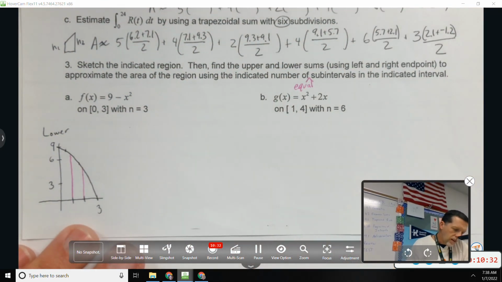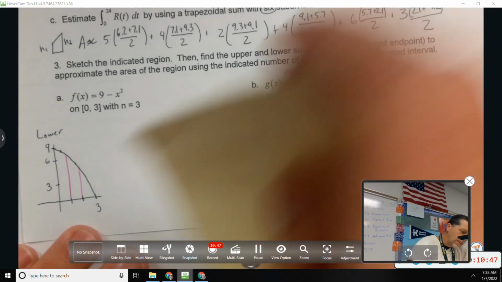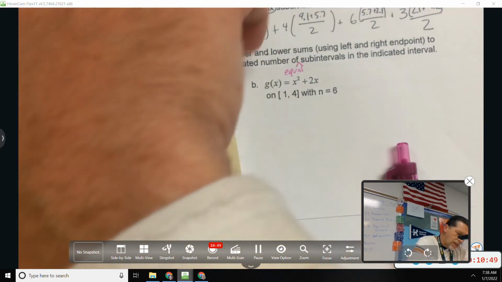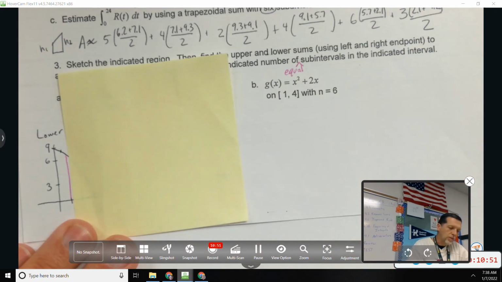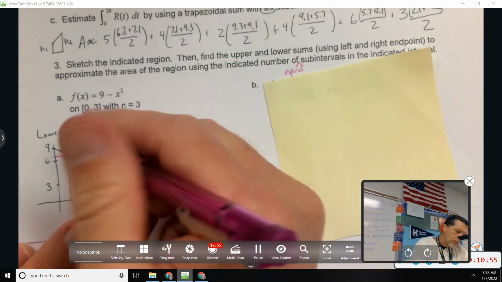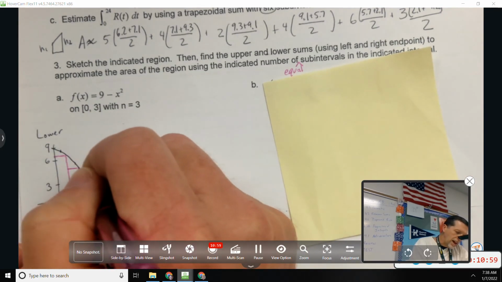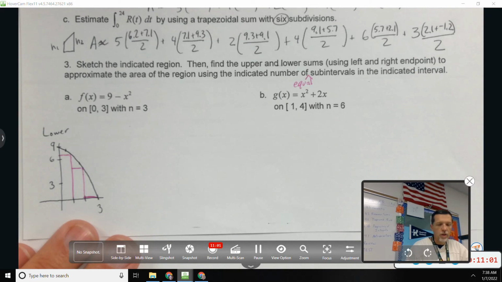And for the lower sum, do I want the right hand or the left hand? Which one would be the lower sum? The right. Again, if you need the post-it note to look at one rectangle, okay, there's one rectangle. If I want the lower sum, it needs to be from the right. The lower sum needs to be from the right. The lower sum of that last rectangle is going to be 0.